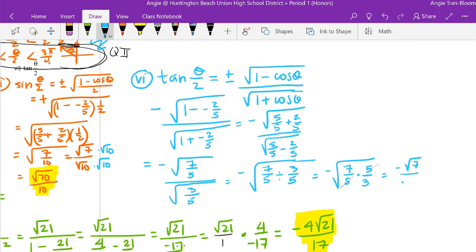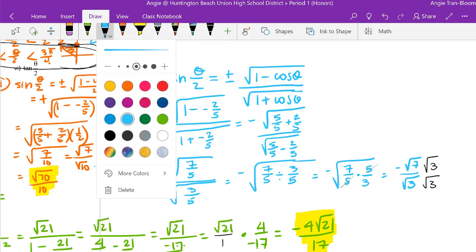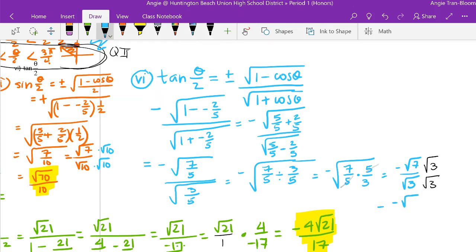Because it's under one big radical, now I will break it out to make smaller. The reason is that some of you will understand how I rationalize better when I break it apart. So this will lead me to a negative square root of 21 all over 3. And this is my final answer for 6i, tangent of a half angle.